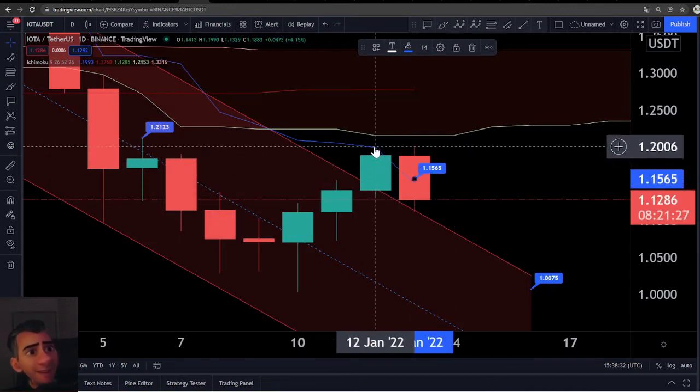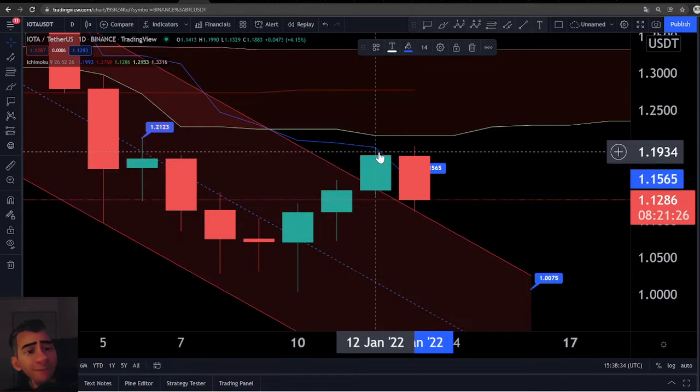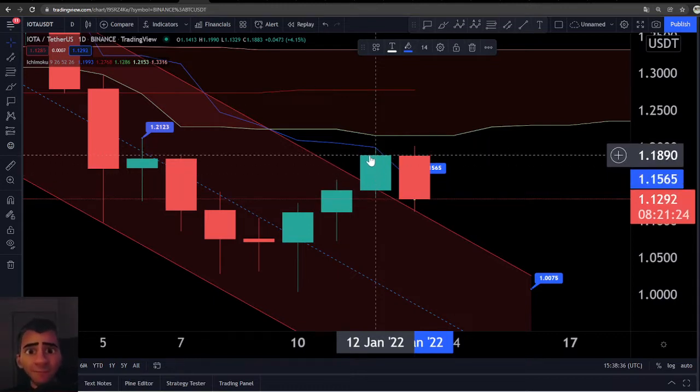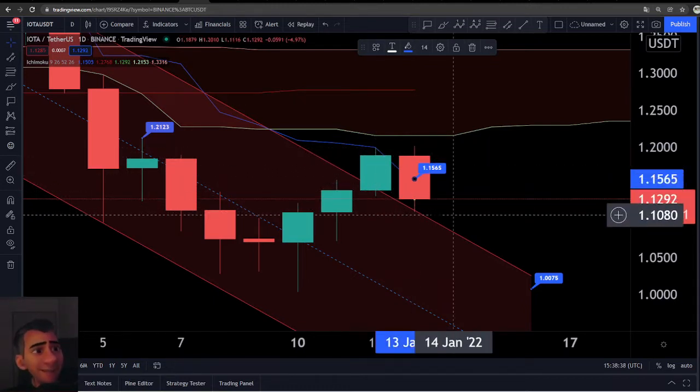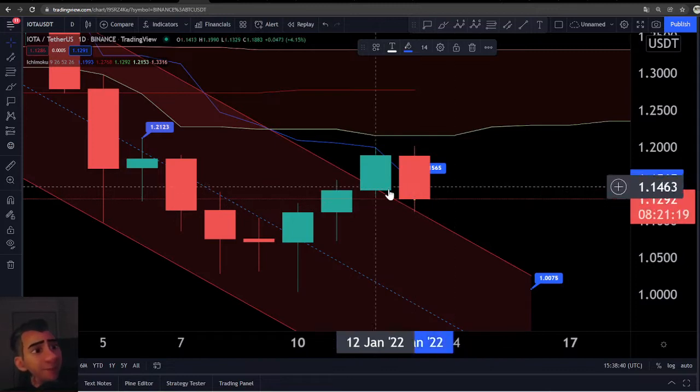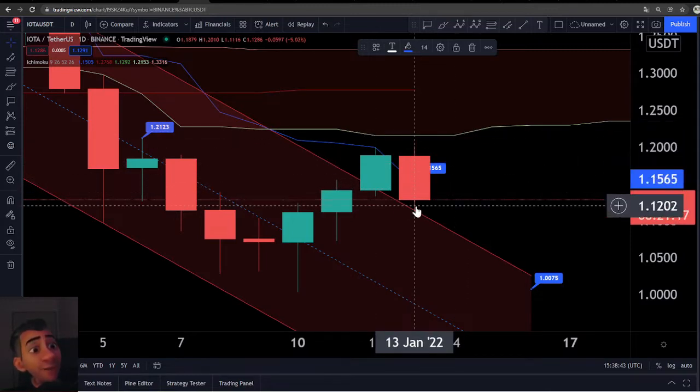We saw yesterday a nice candle with a nice spike, perfectly hit on the upside, then down again. And this is a big problem. We need a confirmed closing candle over this. We need a long wick now.